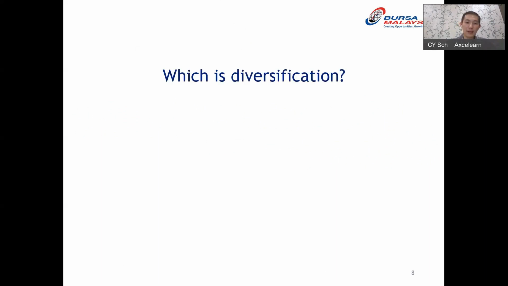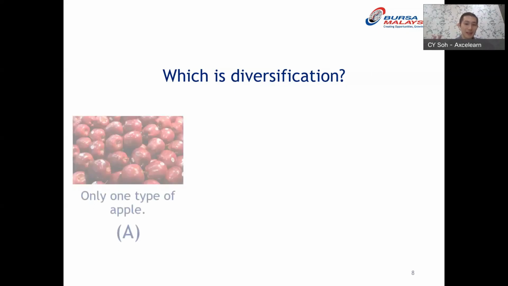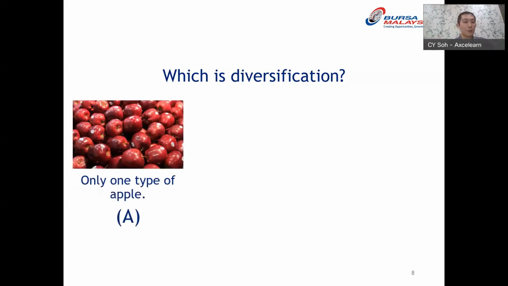Now, before I share with you the differences, allow me to ask you what diversification is first. Let's pretend that you want to open a business. You want to open a fruit stall business. Which of these three ways would you do your business? Answer number one is that you would only sell one type of apple, regardless of what color, maybe red apple or green apple. You just want to sell only one type of apple.